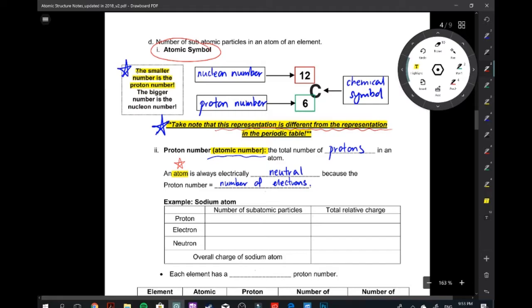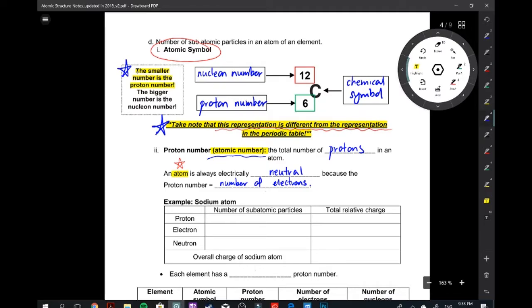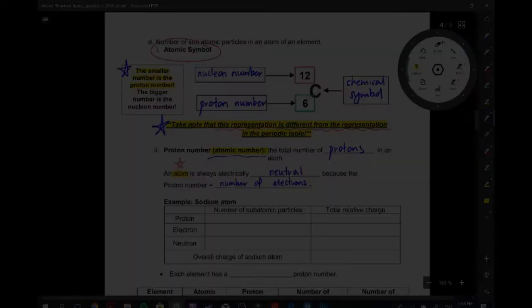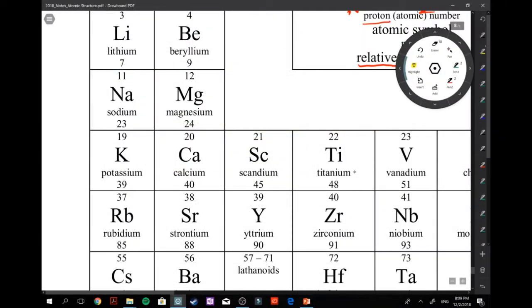Let's take a look, for example, at the sodium atom. Can you go to the periodic table and look for the chemical symbol for sodium? Right, so if you take a look at sodium, you'll see that there are two sets of numbers. And like what I've mentioned, the smaller number is always the proton number. So let's put a note over here. This is the proton number. And the bigger number will be the nucleon number.